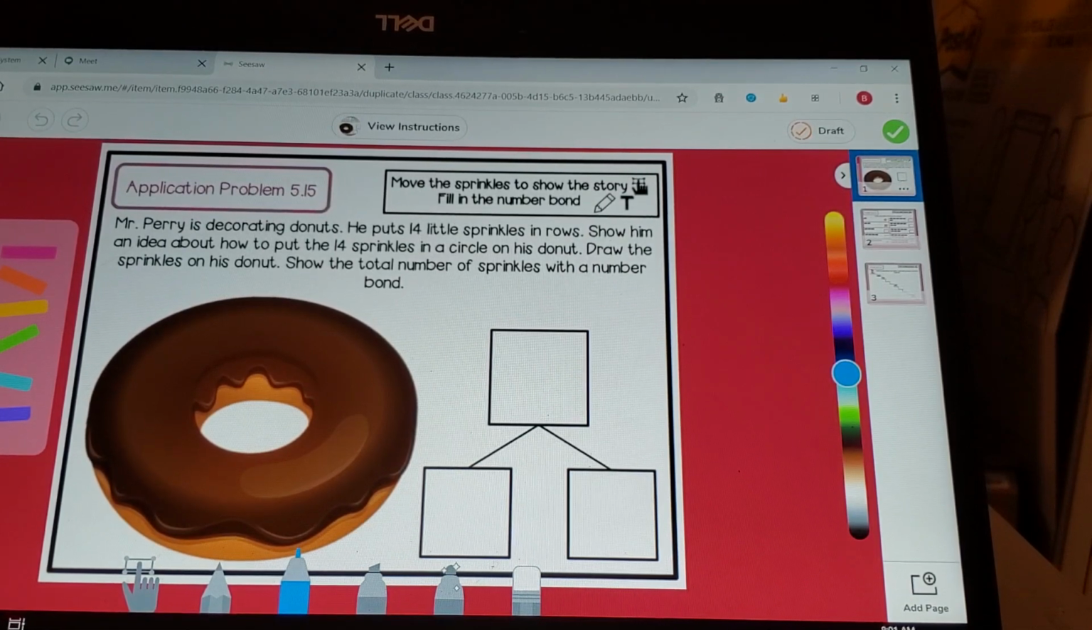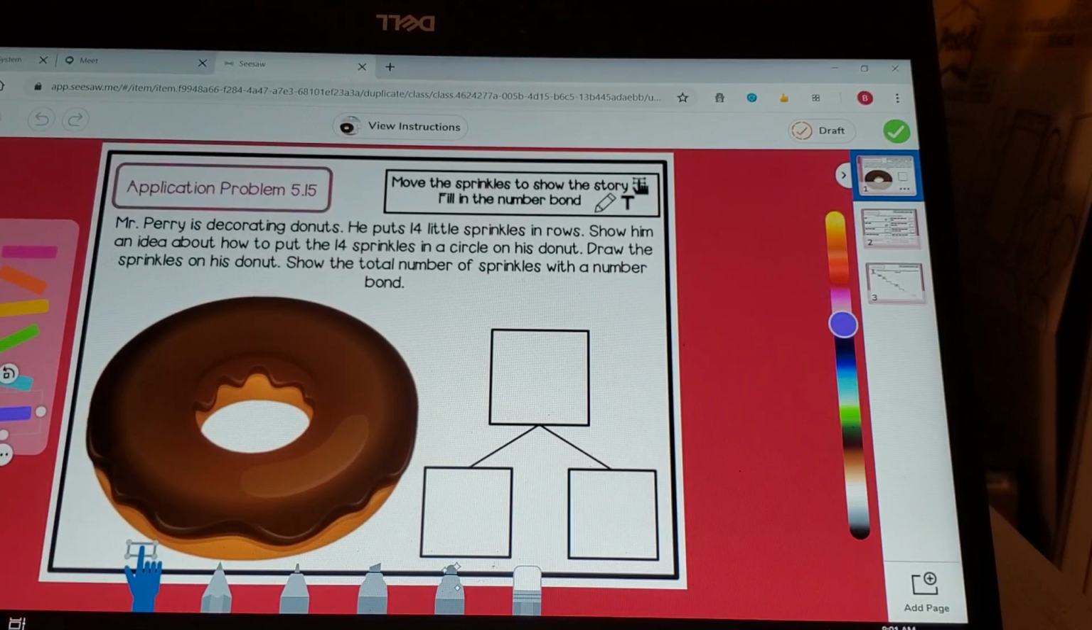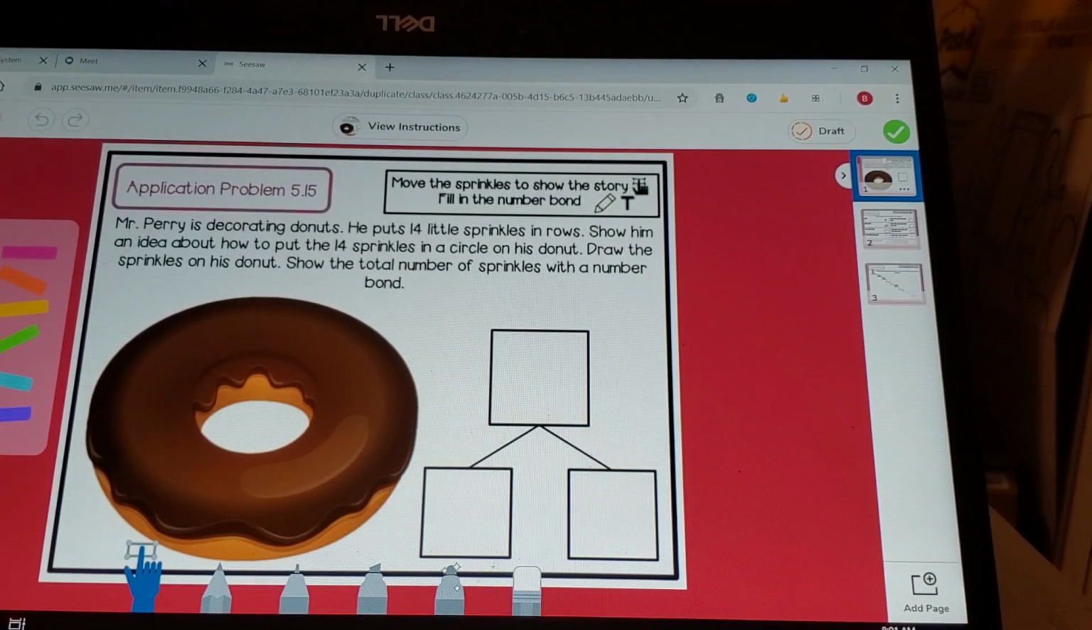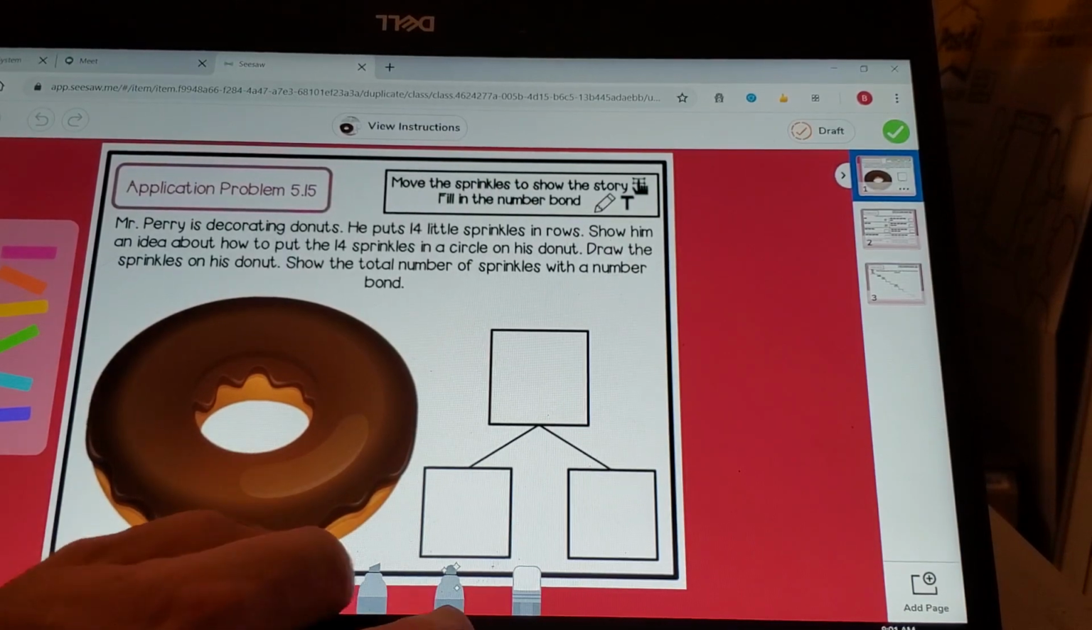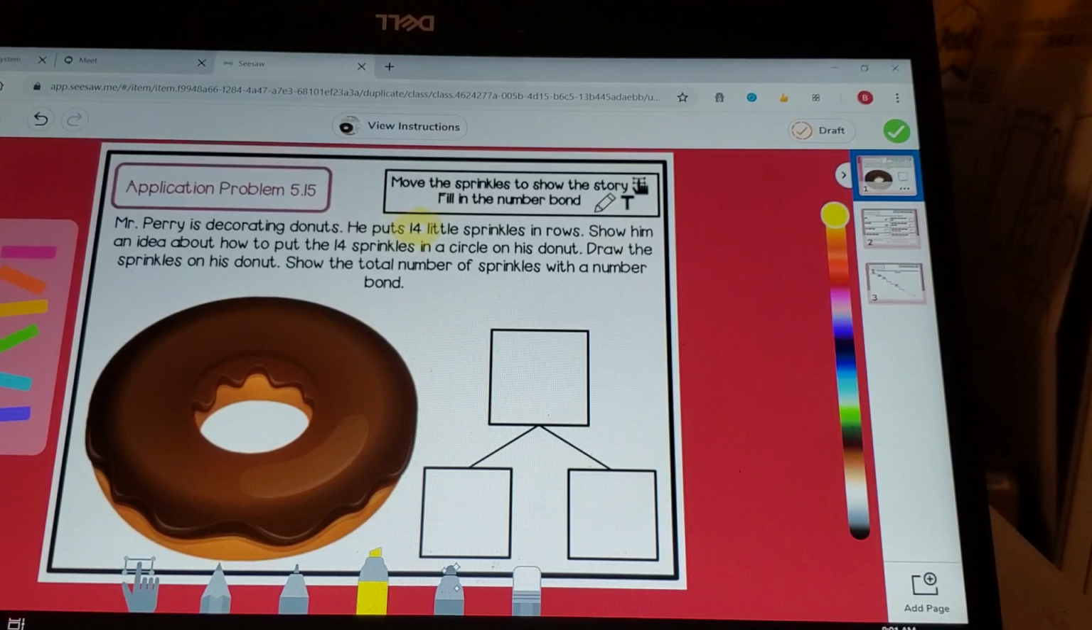So we're going to start off with a story problem. Look at this yummy looking donut. What I want you guys to do is use the move tool, and we're going to look at the story. All right, so Mr. Perry is decorating donuts. He's going to put 14 little sprinkles. That's an important number. 14 little sprinkles in rows.